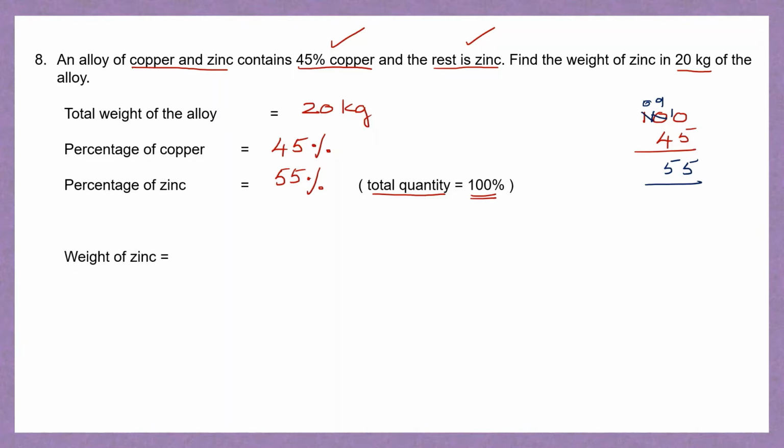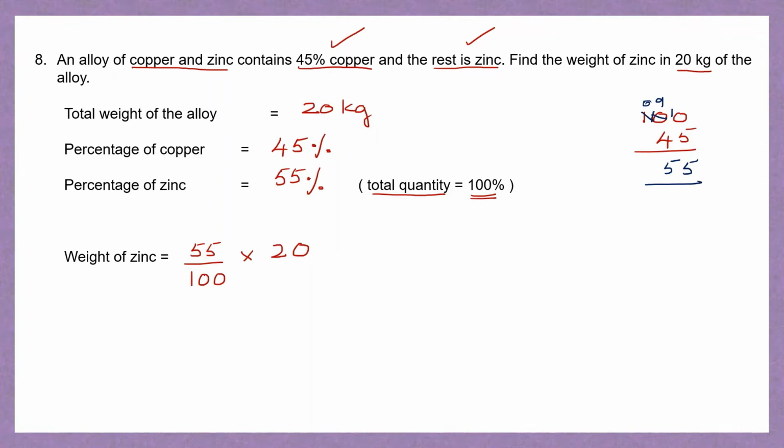Can we find the weight of zinc? Yes. 55% means 55 by 100. Whenever percent is given, you divide by 100, of 20 kgs. 20 kg is the total weight of the alloy. When we multiply by 20, then we will know the weight of zinc.